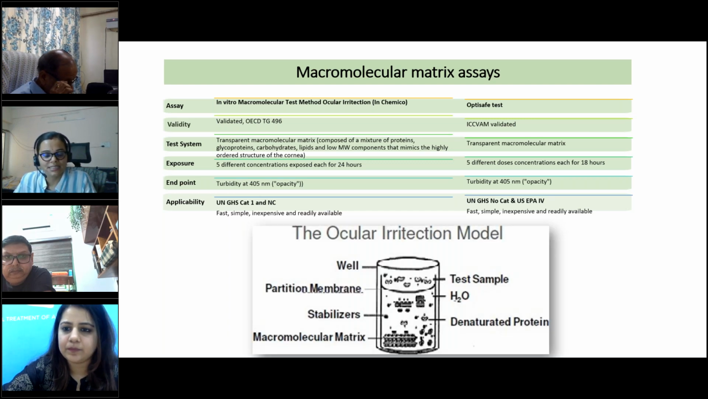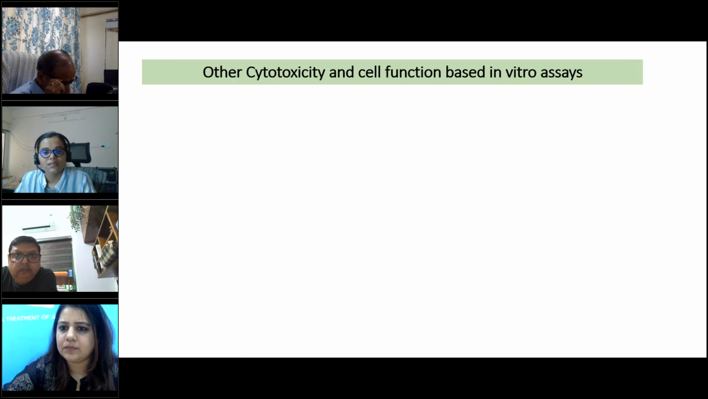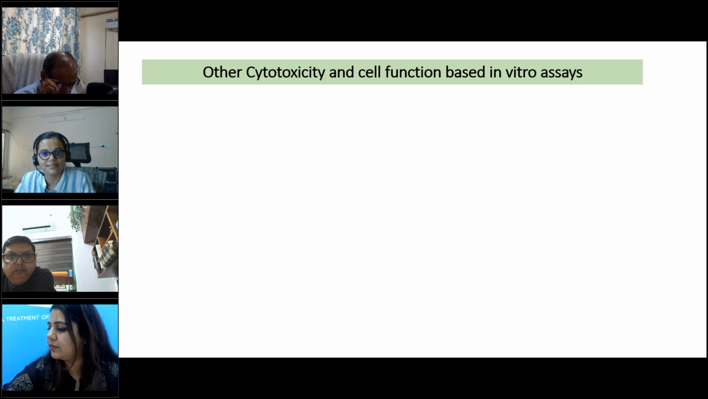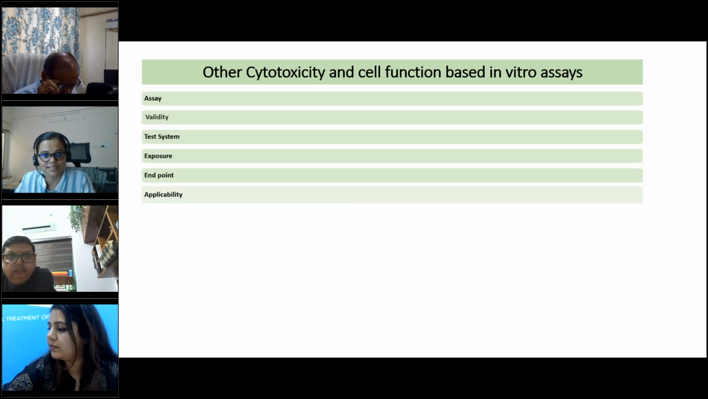So this is a representation of a microplate well, wherein this protein matrix, the macromolecular matrix, is overlaid with water and test sample, incubated, and then tested for its opacity. Coming to the other validated or optimized cytotoxicity methods used for classification of eye damage, they are the neutral red release test and the cytosensor microphysiometer test.